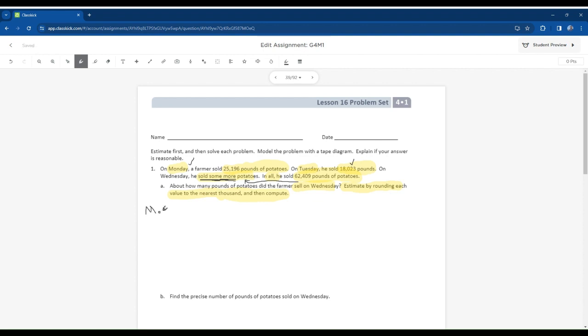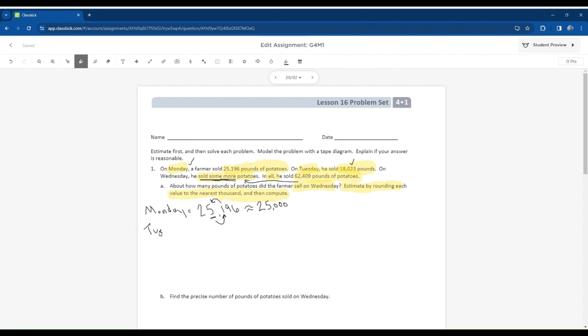On Monday, he sold 25,196 pounds. If I were to round that number to the nearest thousand, I would identify the digit in my thousands place, which is the 5, and peek over at my digit in the hundreds place, and that's going to tell my 5 what to do. Since this is a 1, that 5 is going to stay as is. So 25,196 rounded to the nearest thousand is 25,000.